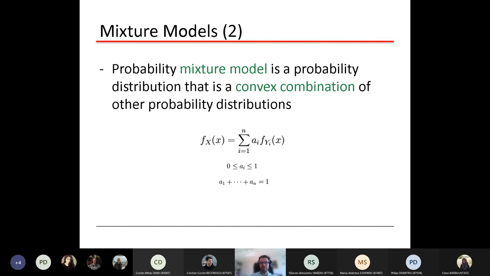Just to be clear, a mixture model is a probability distribution which is a convex combination of other probability distributions. Here we have the definition of a convex combination, F of X, which is a weighted combination of some other functions. In our case, these functions should be probability distributions. So in order to have a mixture model, we need a combination of probability distributions with specific weights, and in order to have a convex combination, these weights need to respect the following properties. Each weight should be between 0 and 1, and the sum of the weights for all the components should be equal to 1.